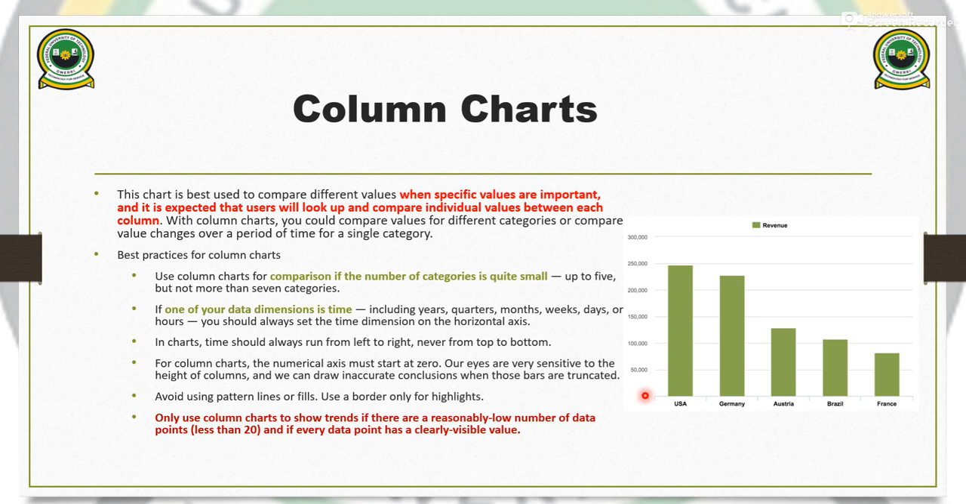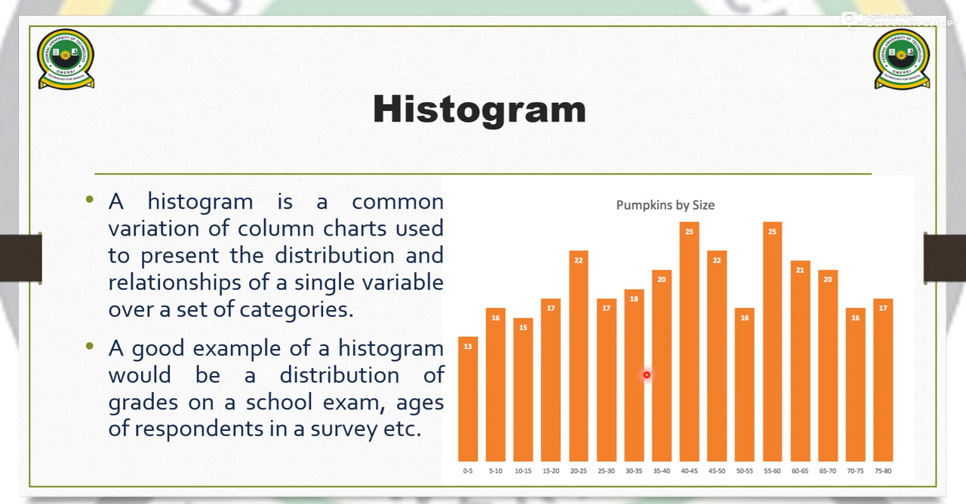Okay, now we look at the histogram, and this is just a common variation of column charts that is used in plotting the distribution or relationship of a single variable over a set of categories. There's one variable that you are plotting, but you are plotting it over a set of categories. Examples are the distribution of grades on a school exam, ages of respondents in a survey, and so on and so forth.